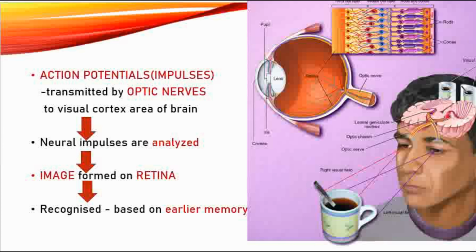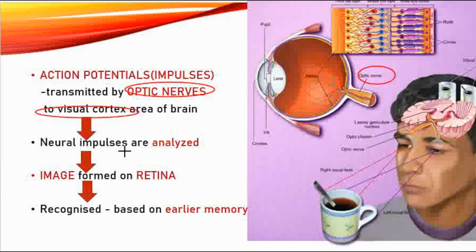The action potentials or impulses are transmitted by which nerve? The optic nerve we saw in the structure of the eye. Through the optic nerve, where does it go? It goes to the brain, to the visual cortex of the brain. Here you can see the optic nerve in the picture.